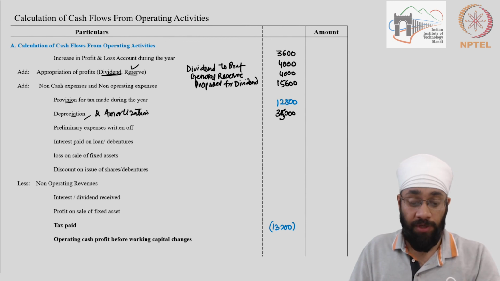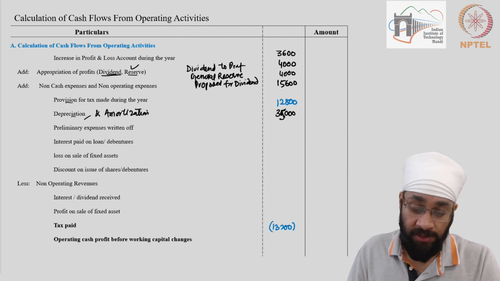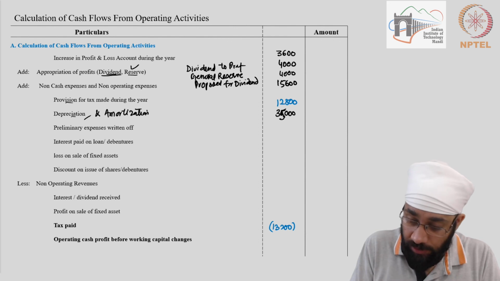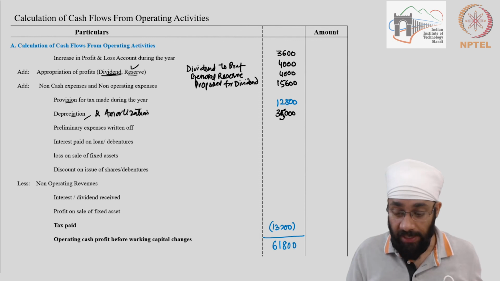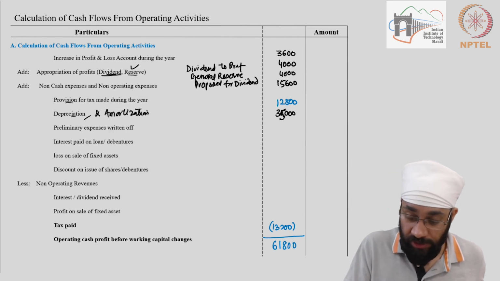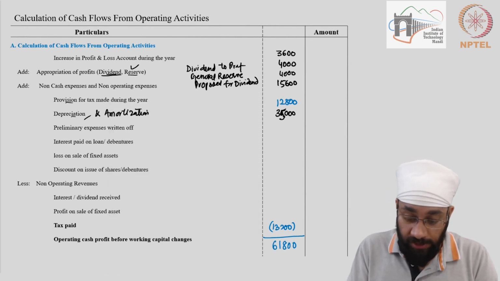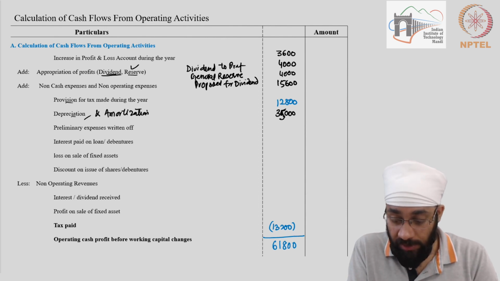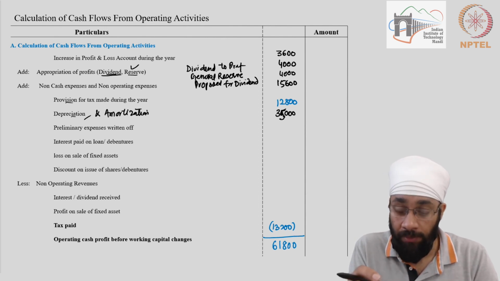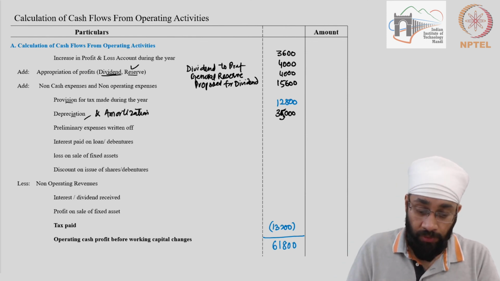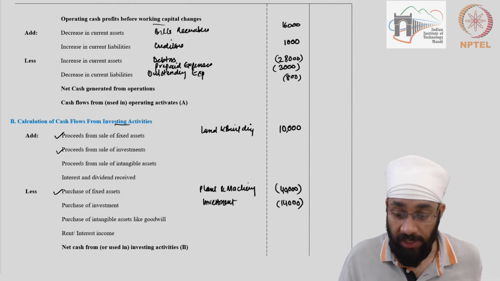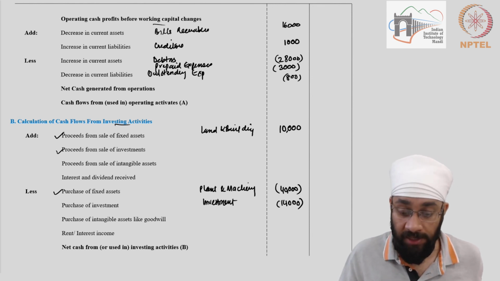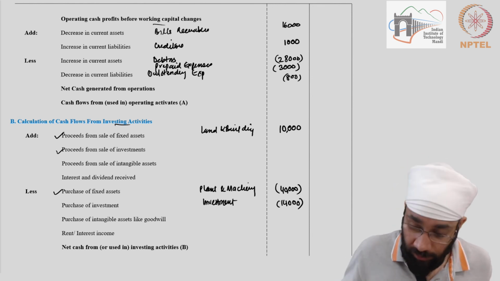Now we have to figure out what is the outcome of each of these three subsections. After doing the calculations, we figure out that 68,000 and 61,800 is the cash inflow. So this is a positive number. This is the operating cash profit before the working capital changes happen. Now we go to the next section where the working capital changes are made, and let's see what number comes out.